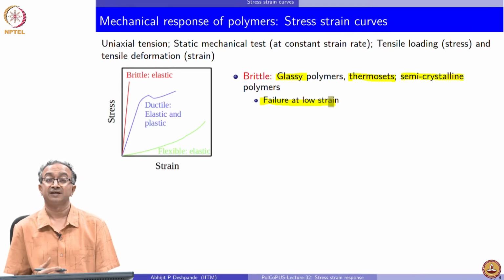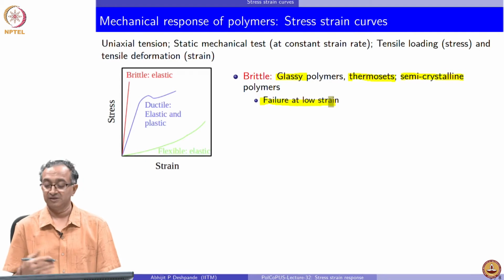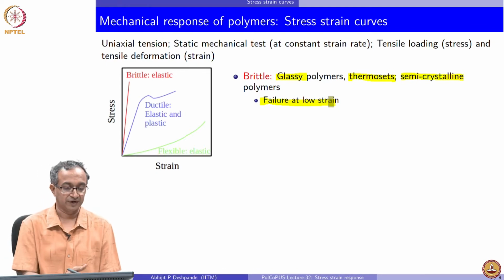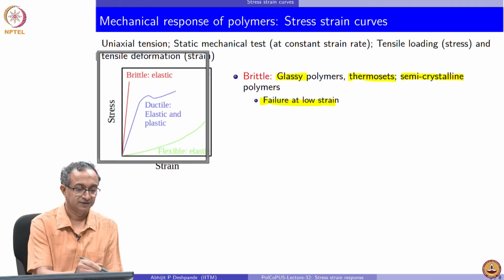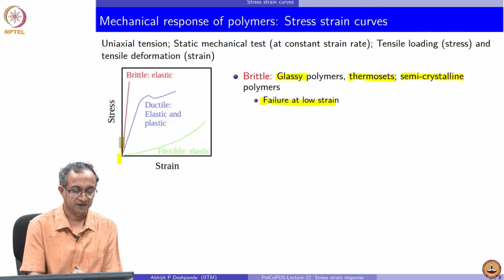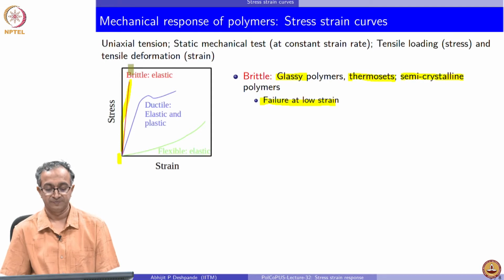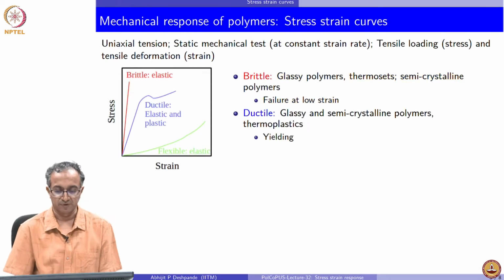Why is it that either amorphous material or semicrystalline material both break at a very low strain itself? And also, if you look at how the curve is, basically you have a sudden rise of load or stress, and then there is a failure. So, something to think about.